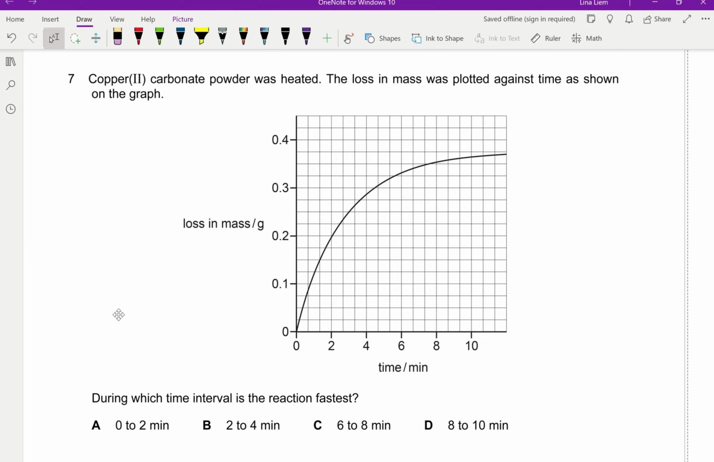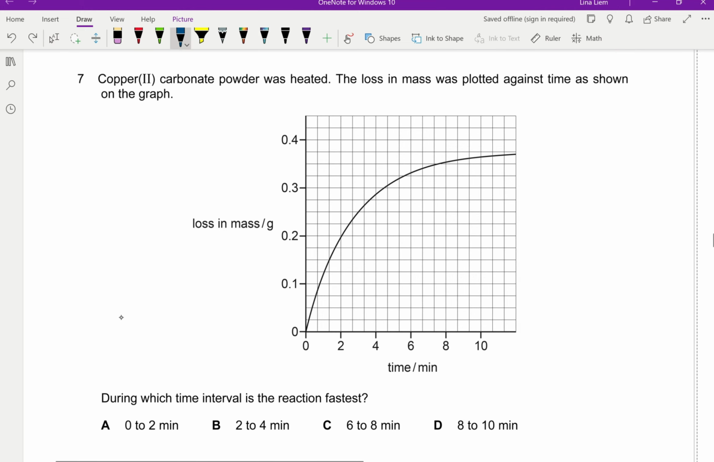Question 7. Copper carbonate powder was heated. The loss in mass was plotted against time as shown. During which time interval is the reaction fastest? It is during the first 2 minutes, because if you draw a tangent line here, this tangent line is the steepest. As the reaction proceeds, the rate of reaction becomes slower and slower, and you can see the tangent line becomes less and less steep. So the answer is A.